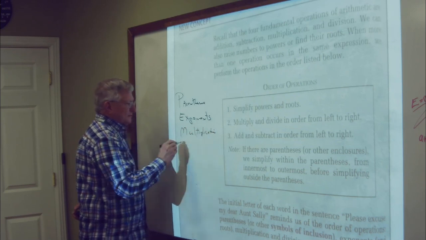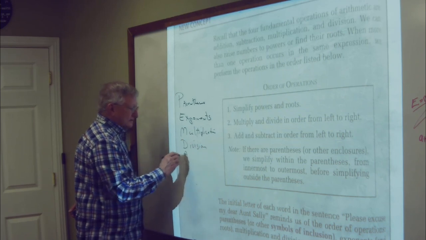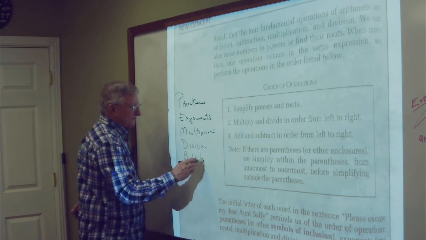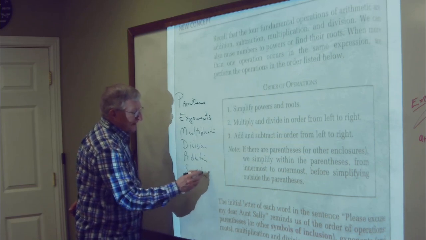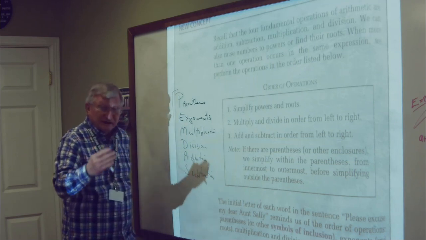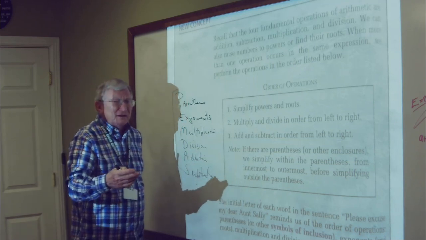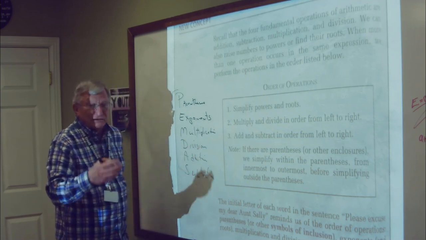Dear stands for division. Aunt stands for addition, and Sally stands for subtraction. It helps you realize what order to do operations when you've got a kind of complicated problem. Mathematicians had to come up with this a long time ago so they'd all get the same answer.